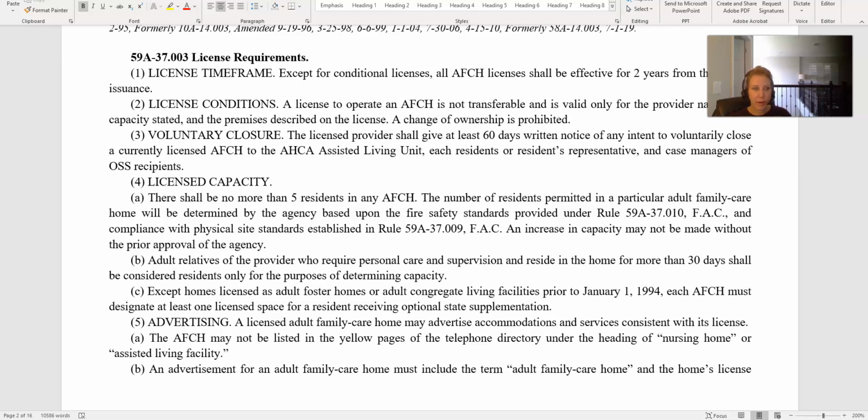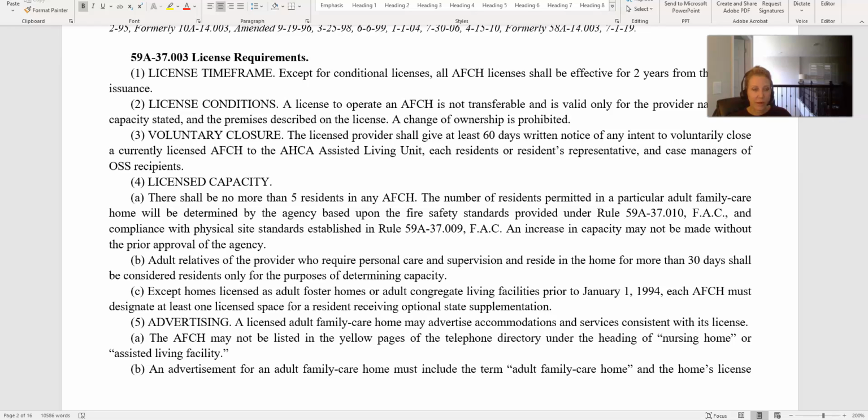59A-37.003 License Requirements. Number 1, the license time frame. Except for conditional licenses, all AFCH licenses shall be effective for 2 years from the date of issuance. Number 2, license conditions. A license to operate an AFCH is not transferable and is valid only for the provider named, the capacity stated, and premises described on the license. A change of ownership is prohibited.